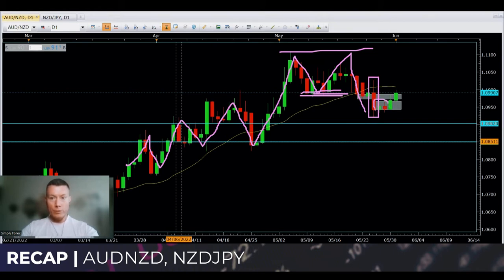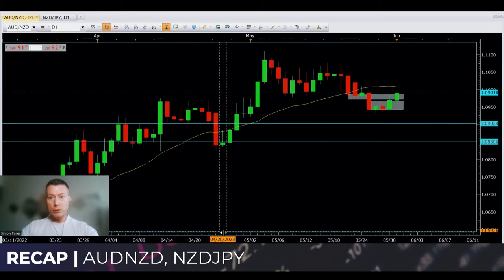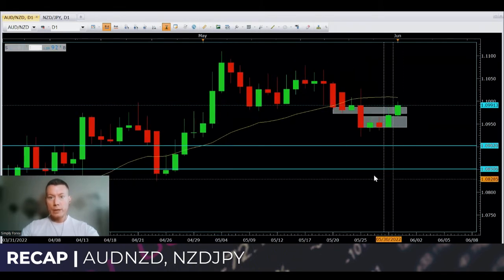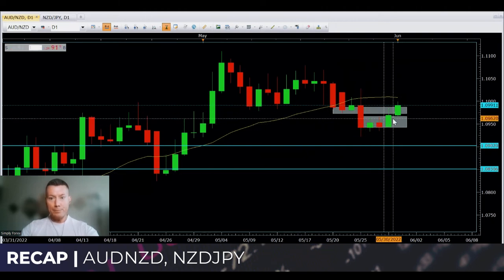Regardless of what these two dojis were saying, there was just indecision, so sellers were still in control of this market, and we just wanted to take price back down to this blue line or even this blue line, guys. So we were trying to short this market.